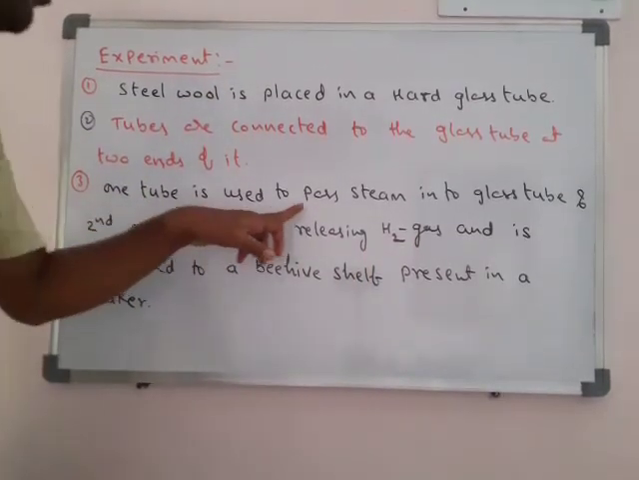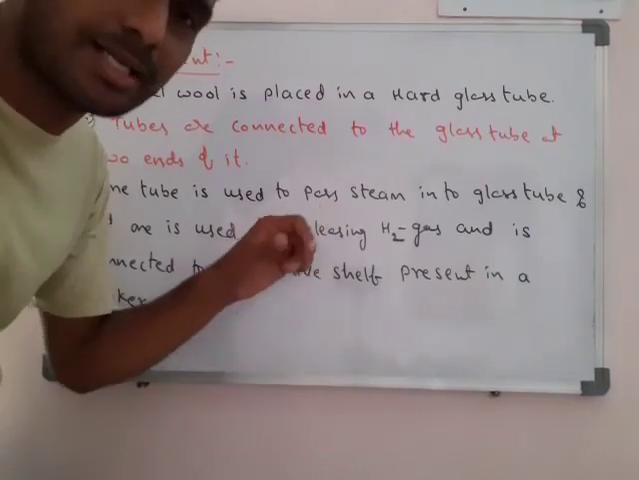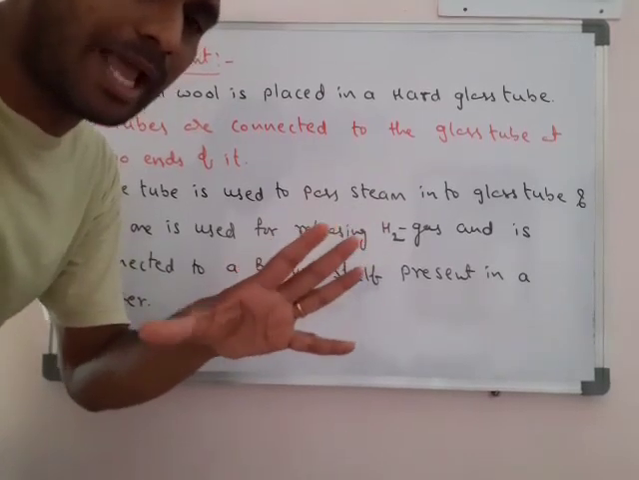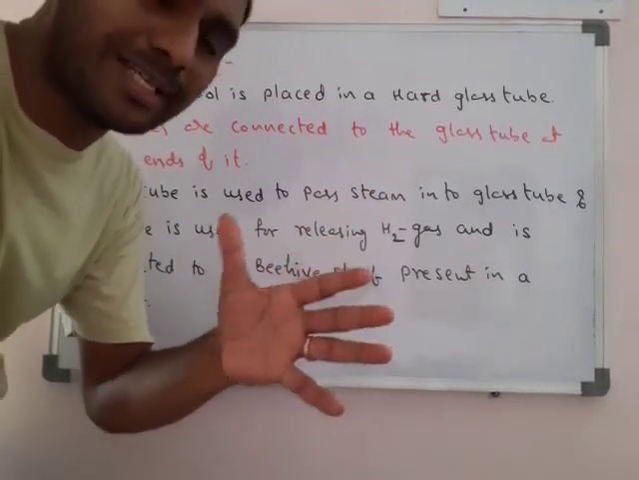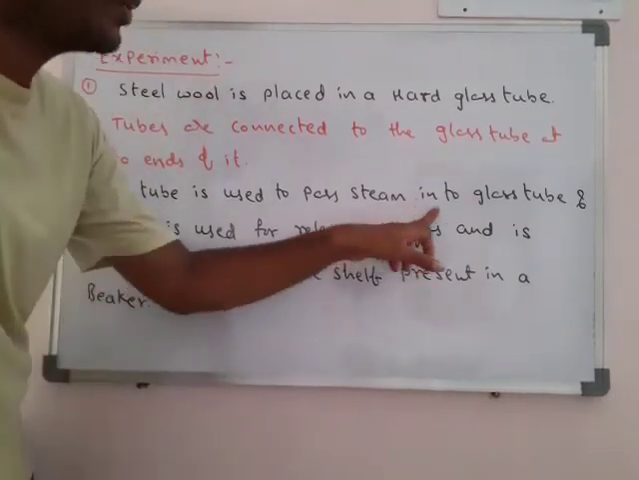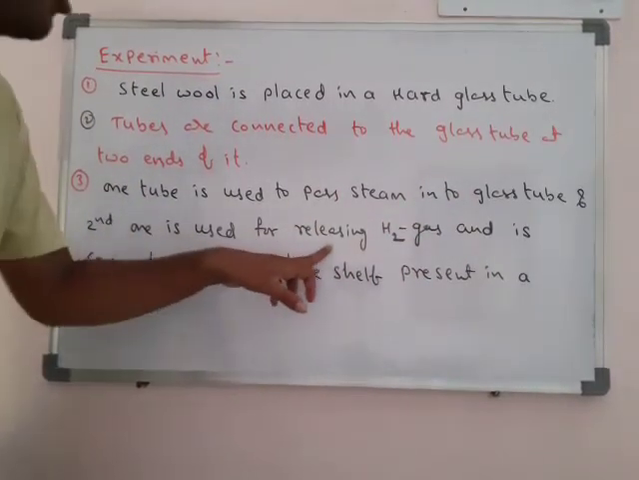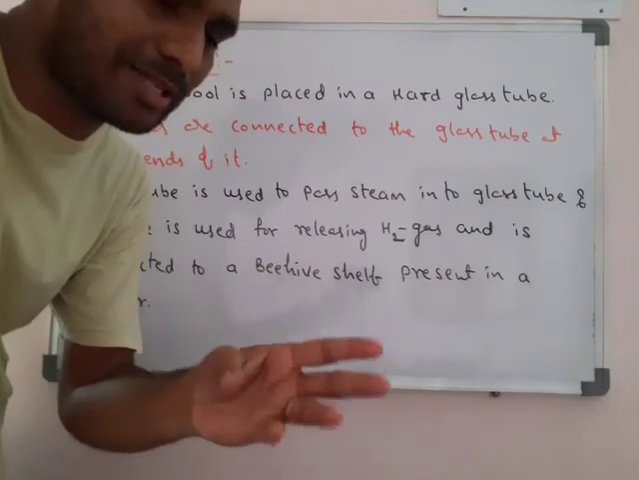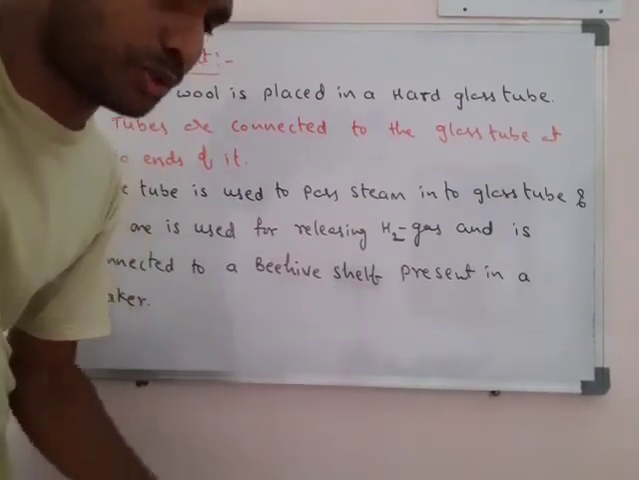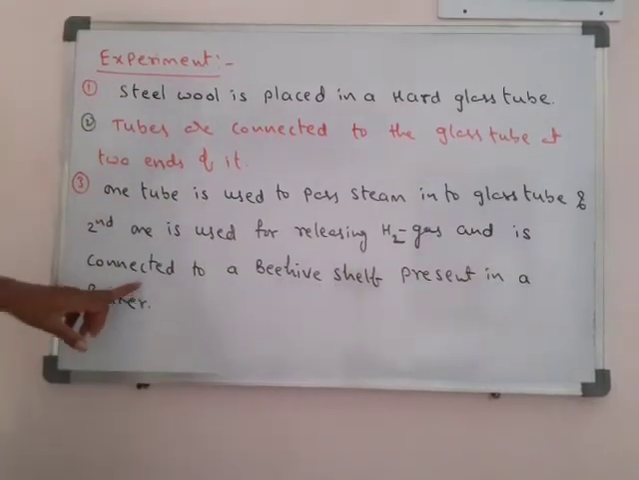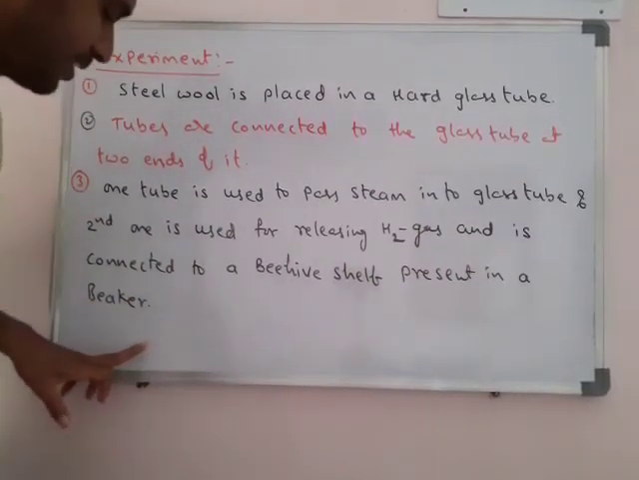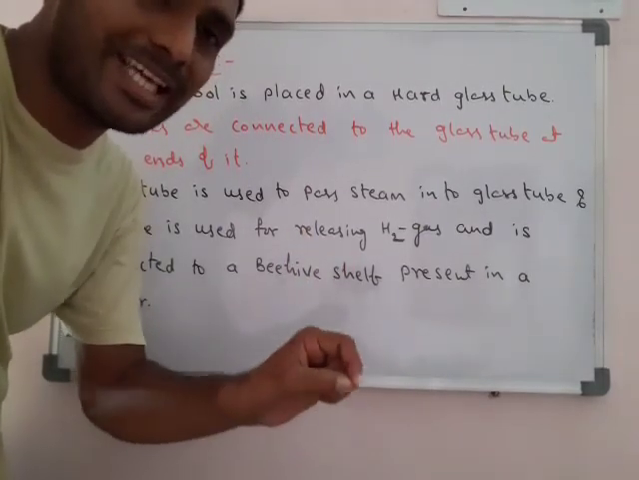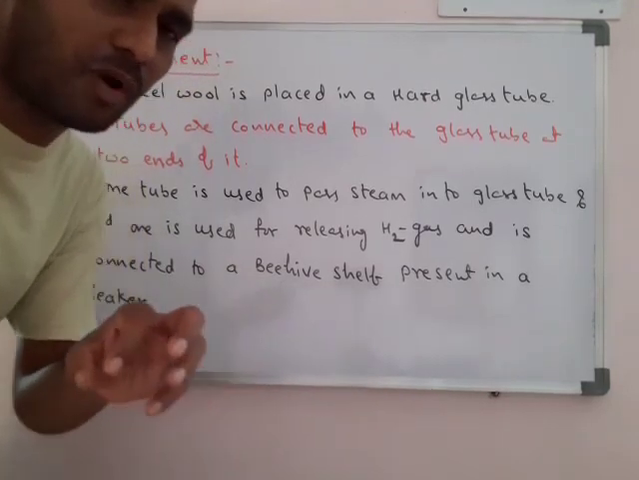One tube is used to pass the steam. See the diagram: through this tube we pass the steam into the red hot iron, into the glass tube. Here steel and iron are the same. The second one is used for releasing H2 gas. We know that the reaction of iron with steam releases hydrogen gas, so the second tube is used for releasing that gas. That tube is again connected to a beehive shelf present in a beaker, which is totally filled with water.